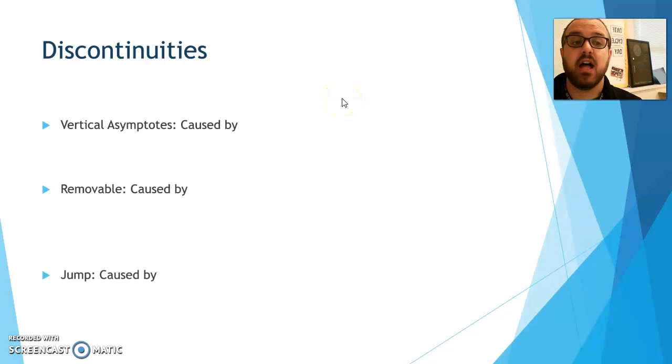So we have two main kinds of discontinuities that will come up with rational functions, and another one that we talked about but we're not really going to be too concerned with. So first of all, vertical asymptotes. Those are caused by your denominator equaling 0.